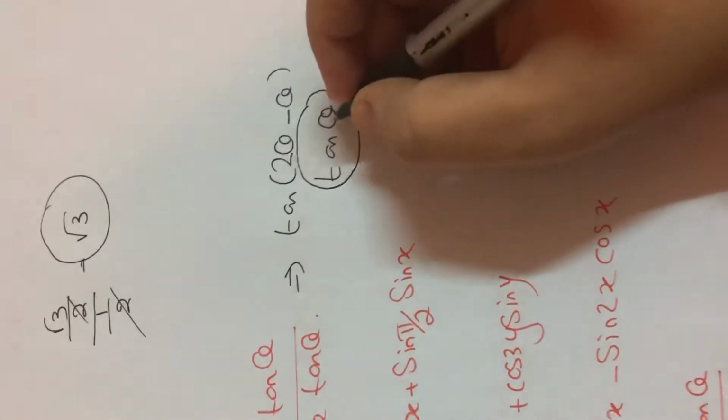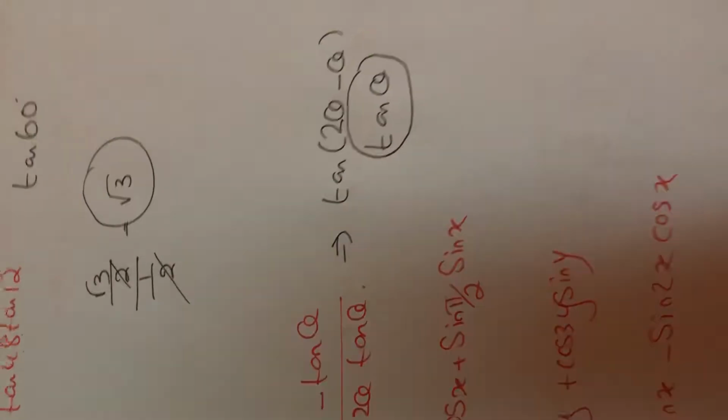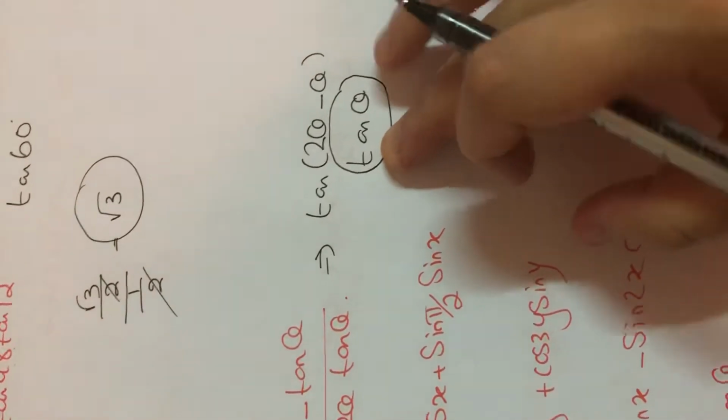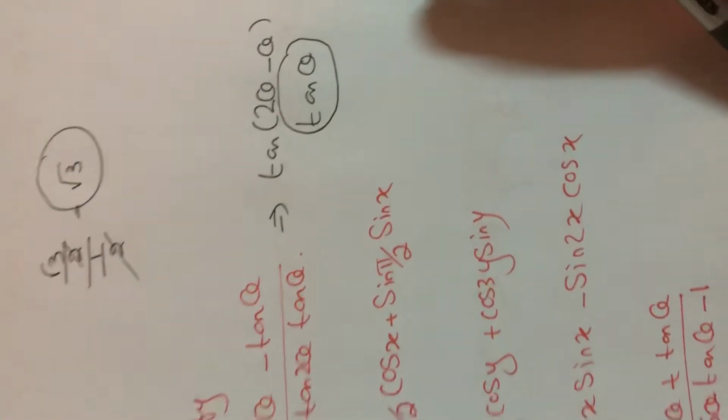If I got a number over here, I would evaluate it. If I can use other identities to simplify more, I will, but over here I'll do nothing.